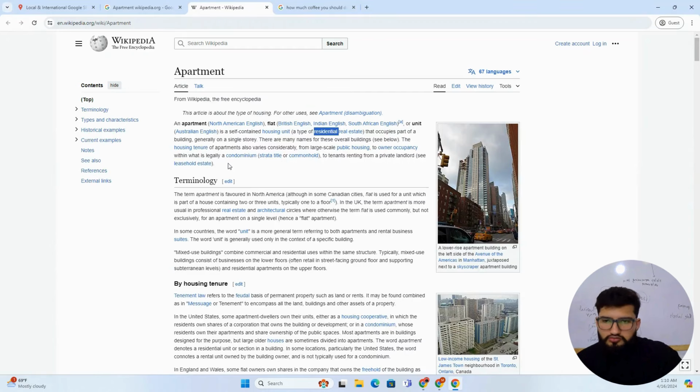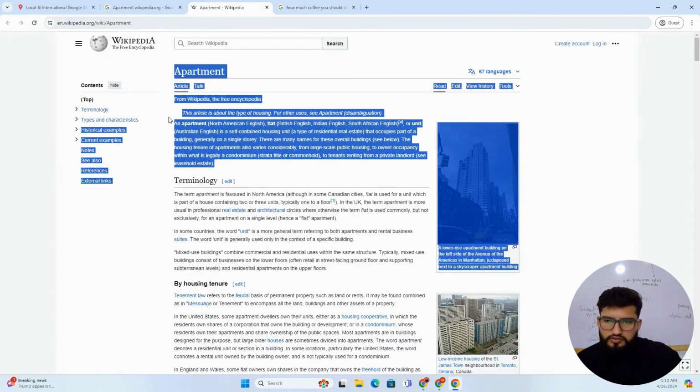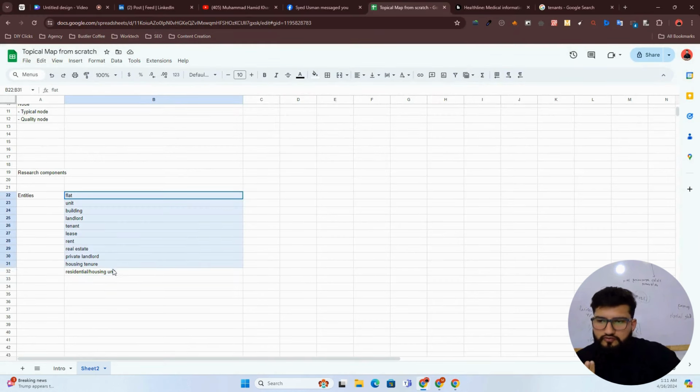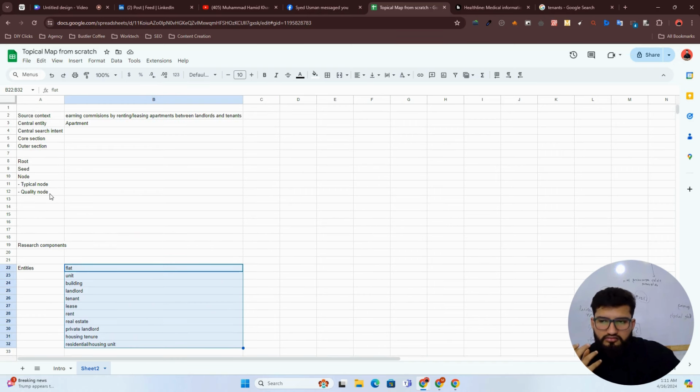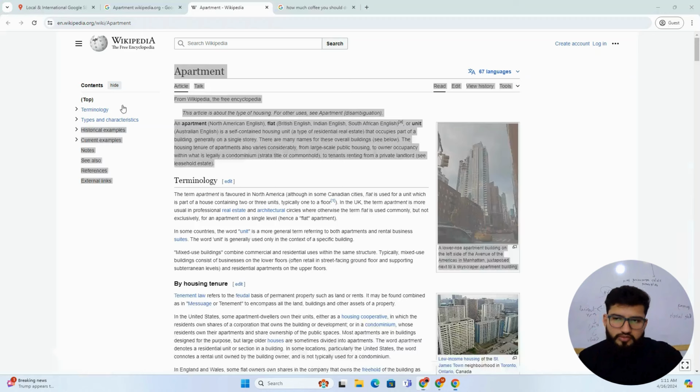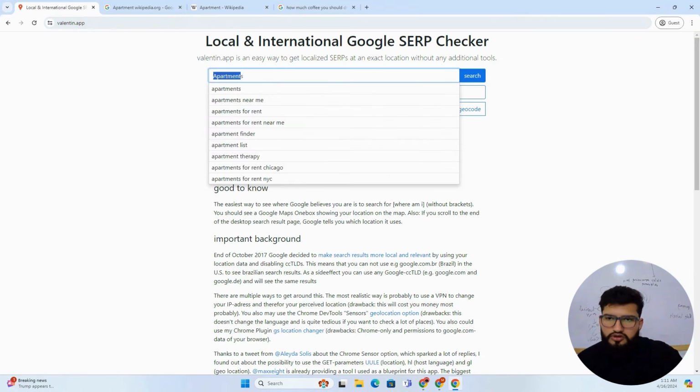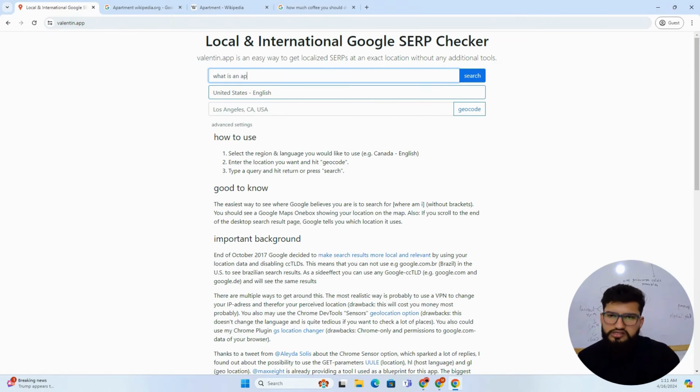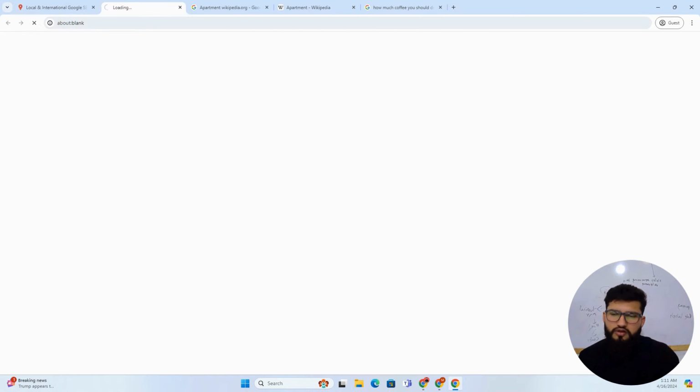Okay, so this is how we're going to start our approach. We're going to pick the major or prominent entities, without which we cannot define an apartment. If I also write on Google what is an apartment.